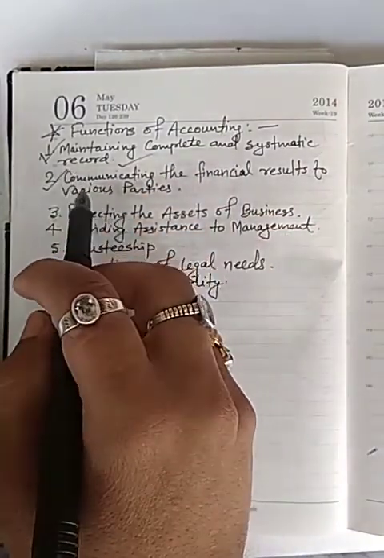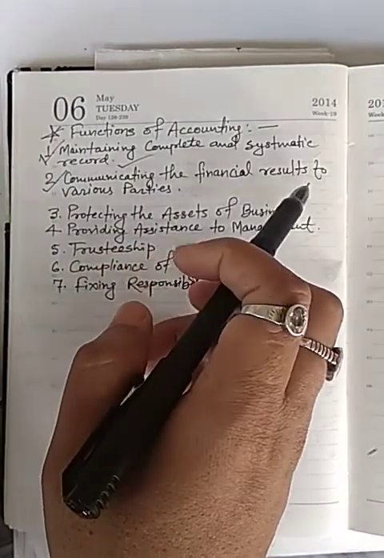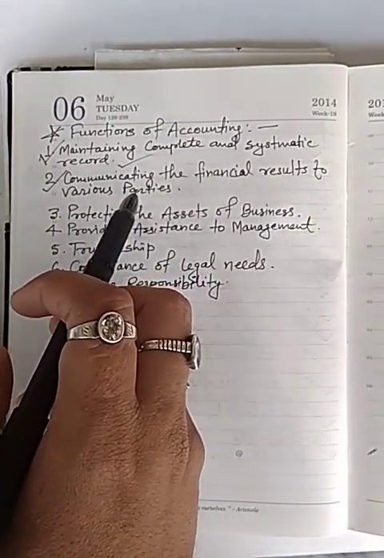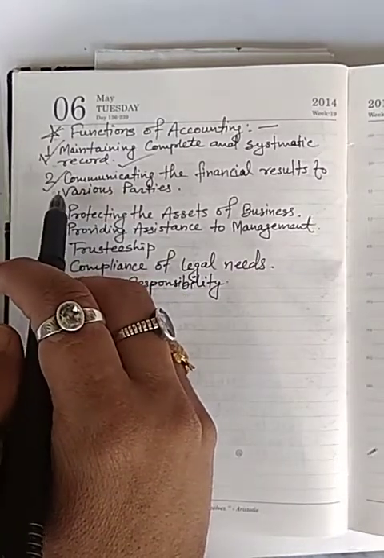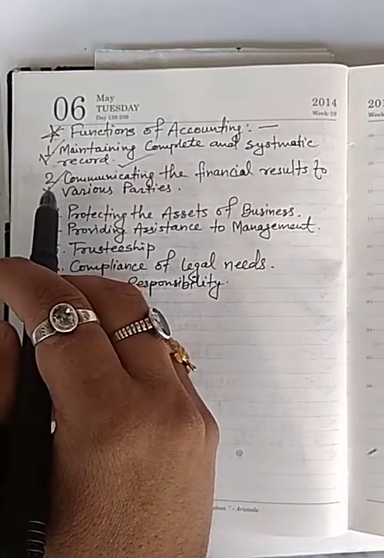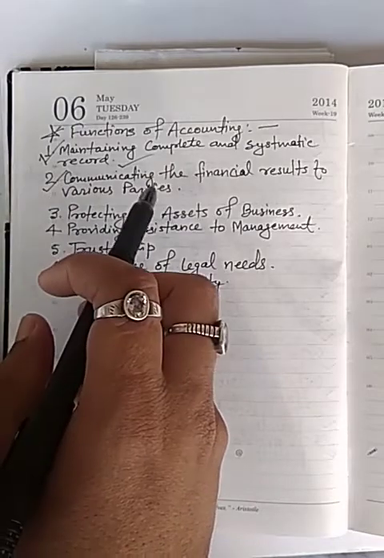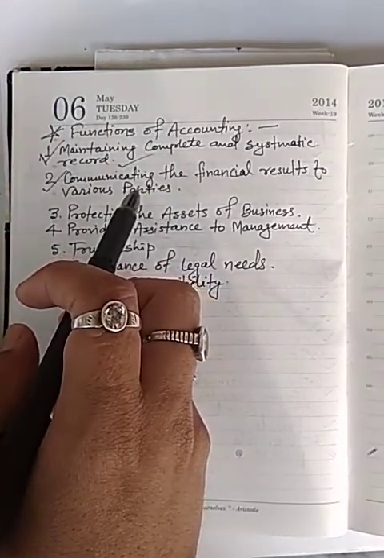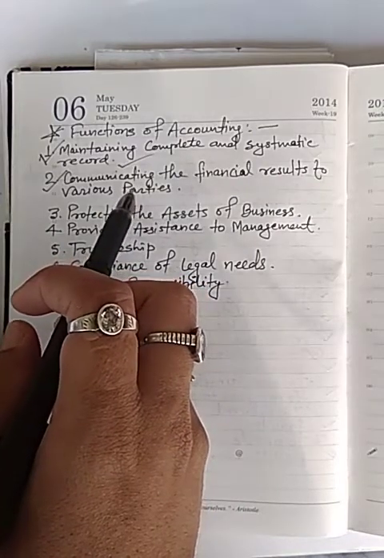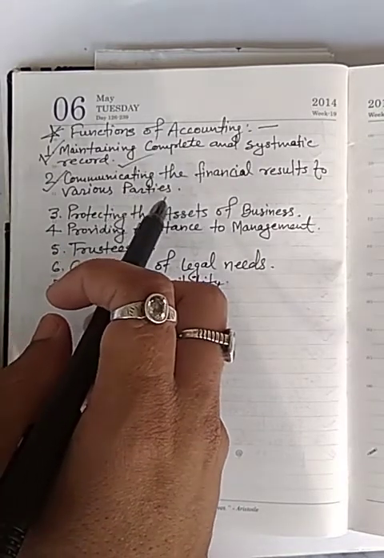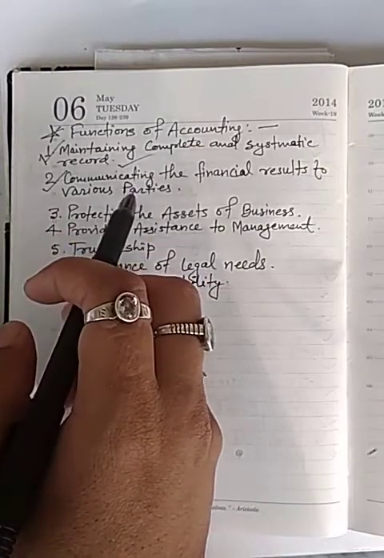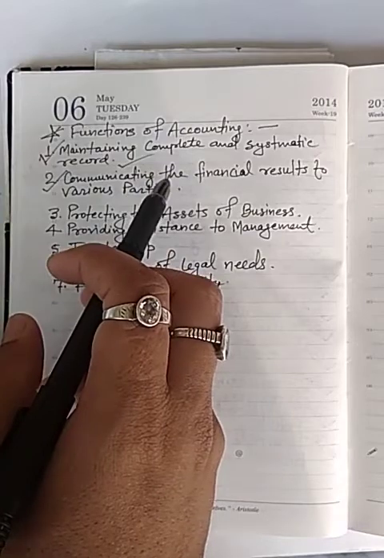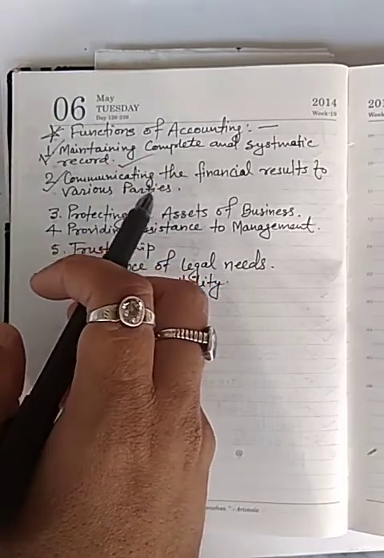The second function is communicating the financial results to various parties. This point is also explained. This is another main function of accounting, to communicate the information regarding net profit and loss, assets and liabilities, etc. to the interested parties.